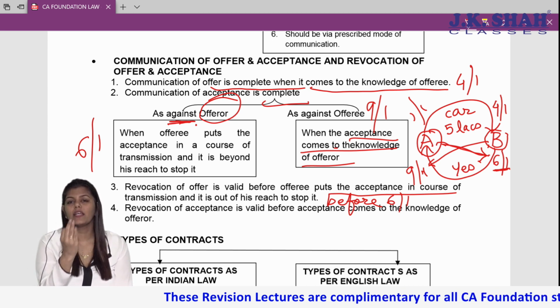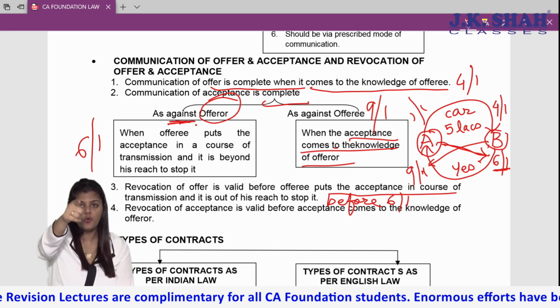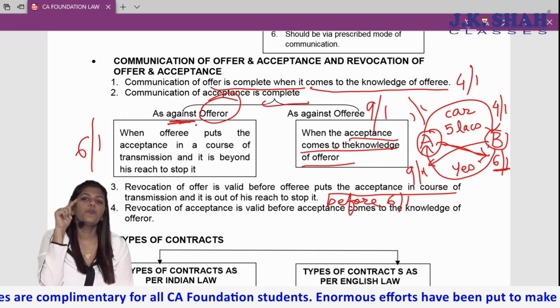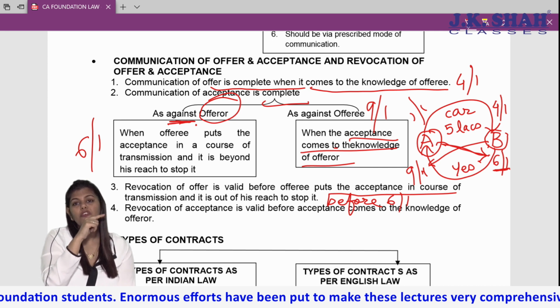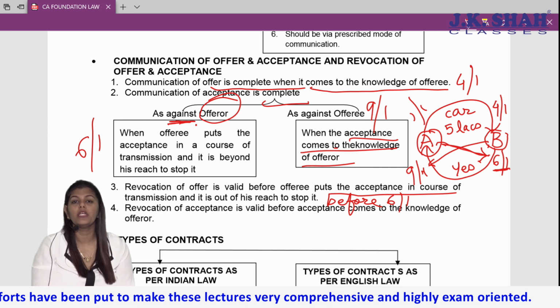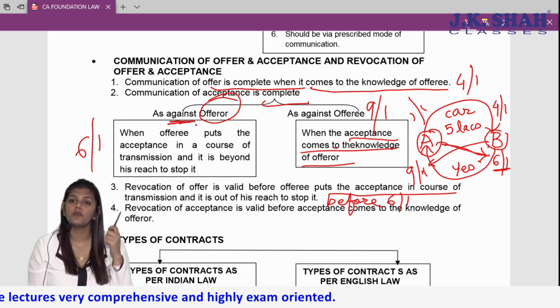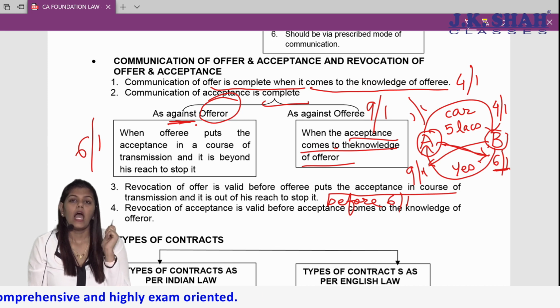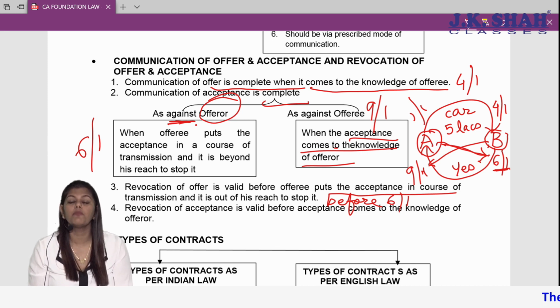I offered you, I sent you this on 1st, you got it on 4th. Communication of offer is complete when you come to know, that is 4th. You posted your acceptance on 6th, which I receive on 9th. So communication of acceptance as against offerer is said to be complete when you send it to me, that is 6th. As against offeree, it is said to be complete on 9th when I receive it. I can cancel my offer anytime before you accept it. That means I can cancel my offer anytime before you post the letter of acceptance.